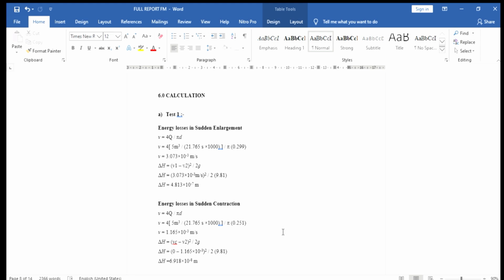Today I am going to explain the calculation for energy losses for fittings. For test one, we will find the energy losses in sudden enlargement. First, we need to find the flow rate. The formula for flow rate is Q equal to volume per time. We have found it earlier.